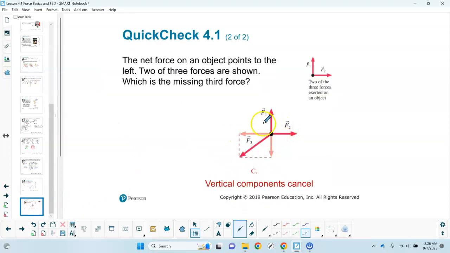So in order for it to only go left, the up and down forces need to be balanced, and the x component for the third force has to be larger than F2. So that's what happens, and that's the right answer.